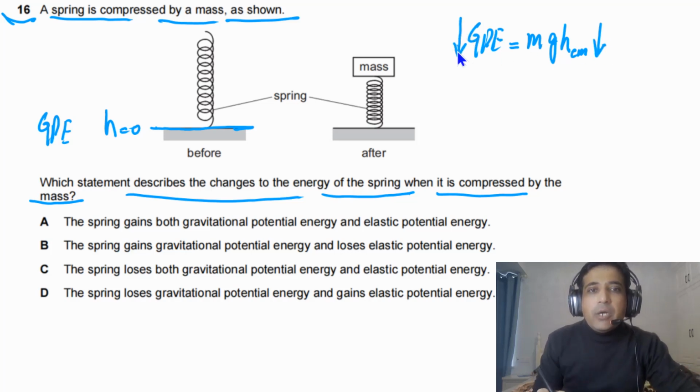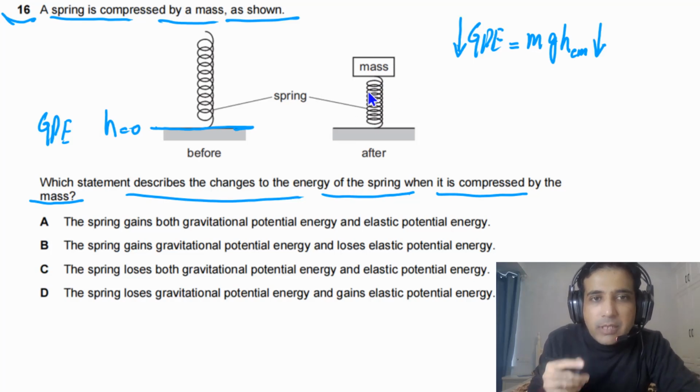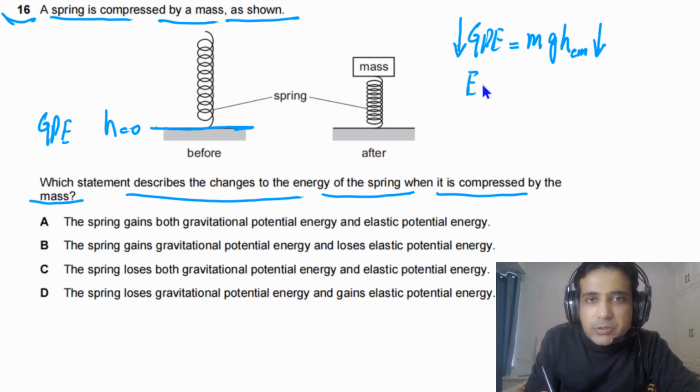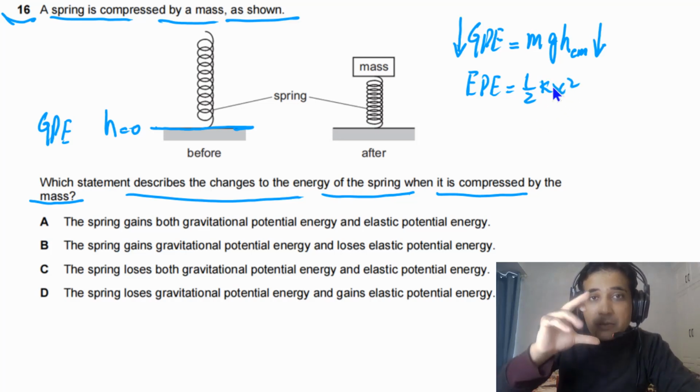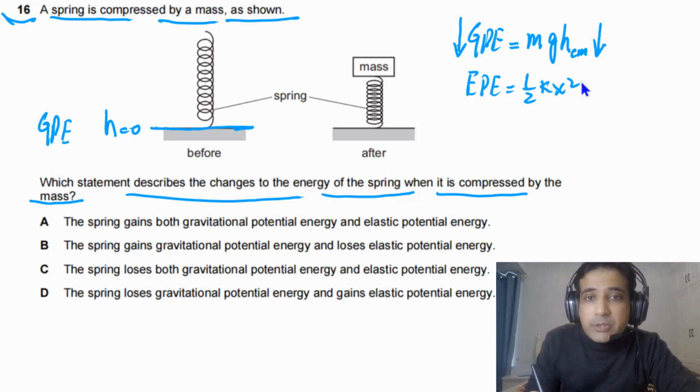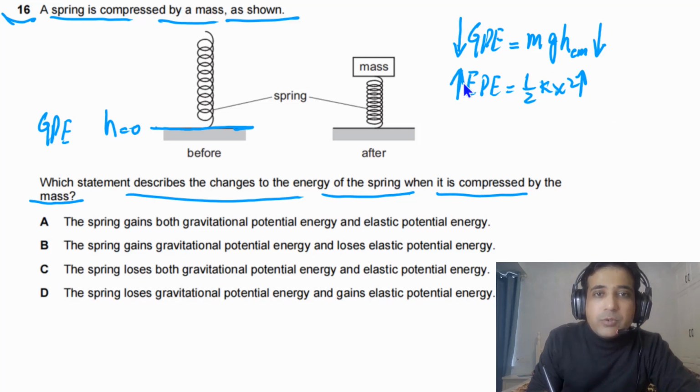Now the next thing we need to understand is elastic potential energy. When the spring is compressed, EPE is equal to 1/2 kx squared. So when the spring is compressed, x will increase, meaning the compression will increase. As compression increases, its EPE will increase, so it will store more and more elastic potential energy.